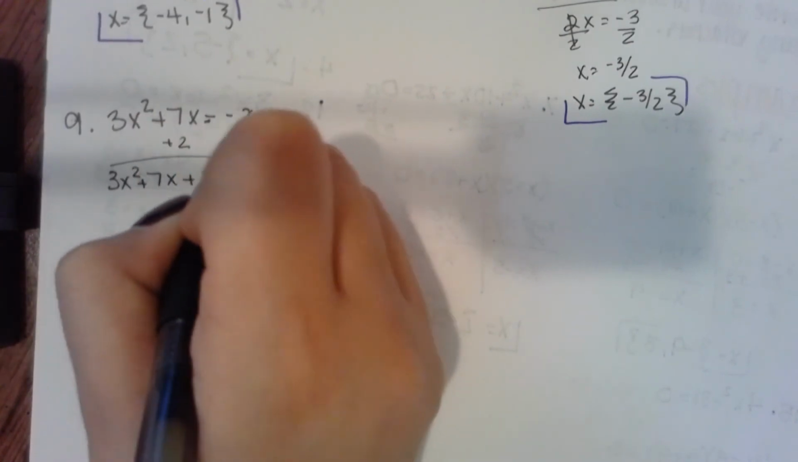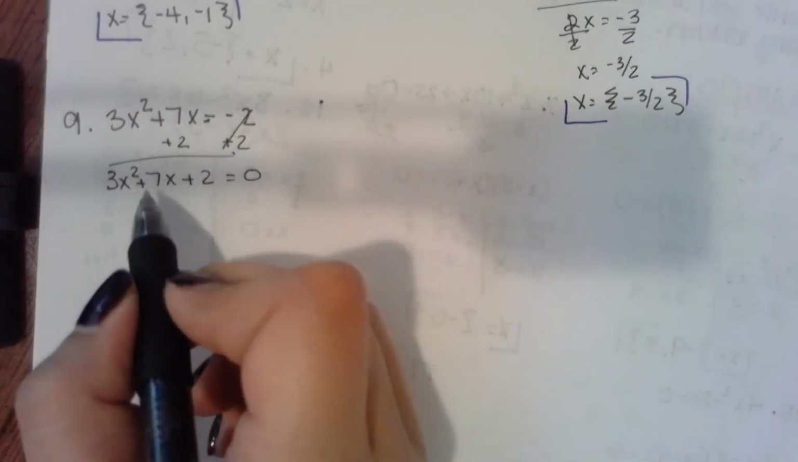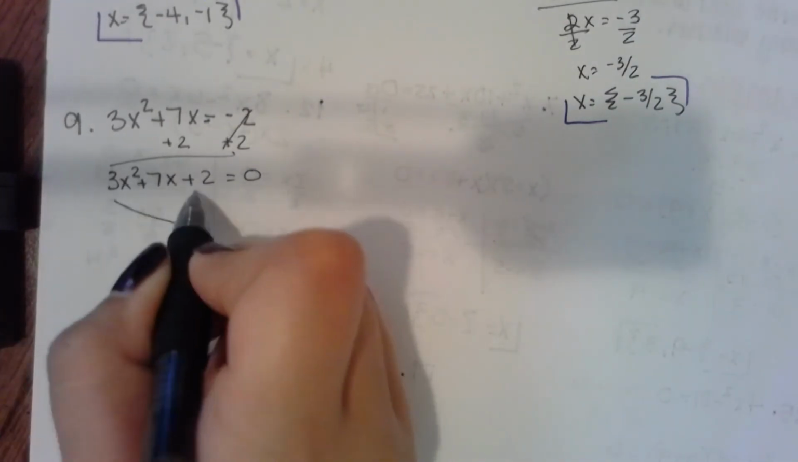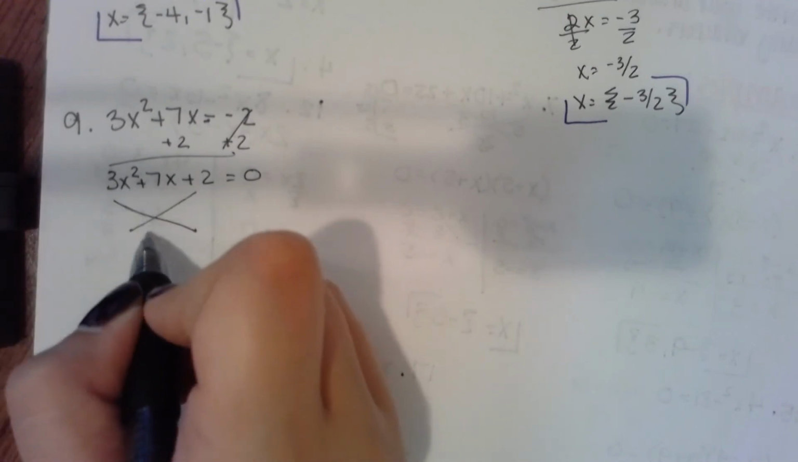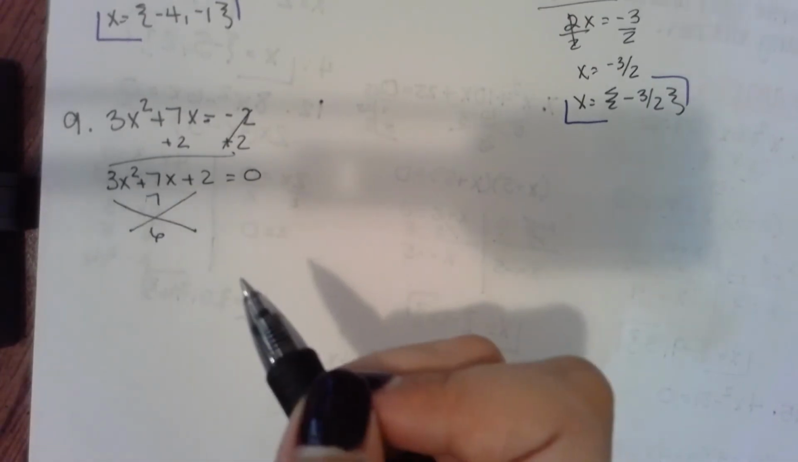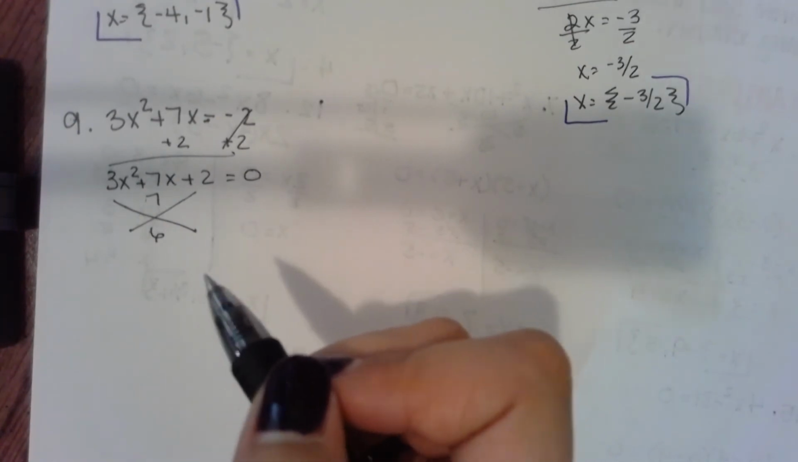And 2, 7, and 3, they're all prime numbers. So go ahead, still go with your x. 2 times 3 is 6 and 7. The only factors of 6 are 1 and 6 and 2 and 3. 2 and 3 will give you 5, but 1 and 6 will actually give you 7.